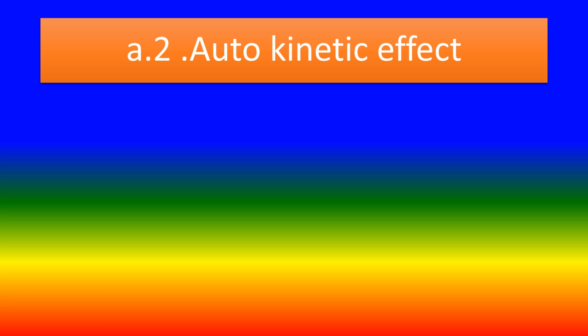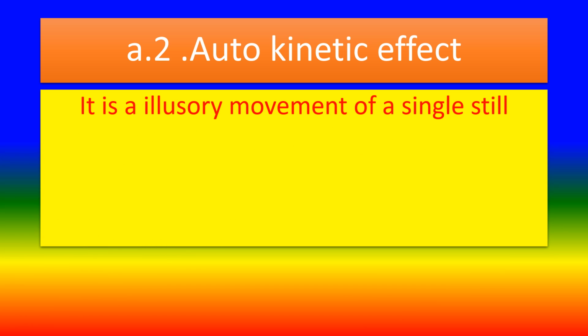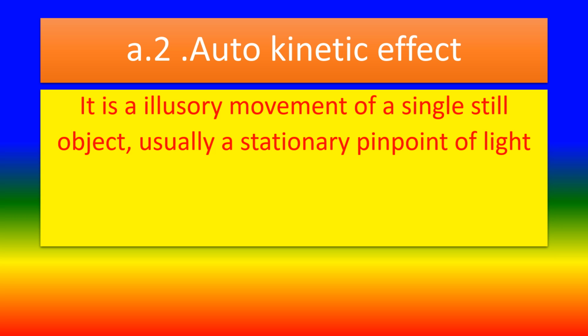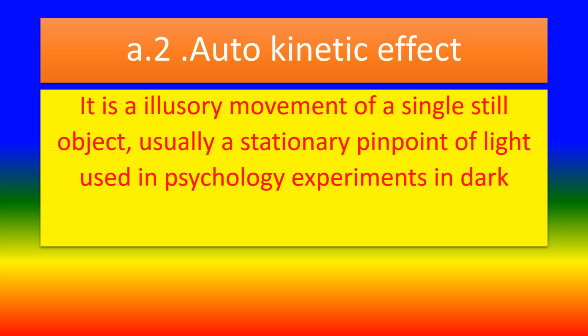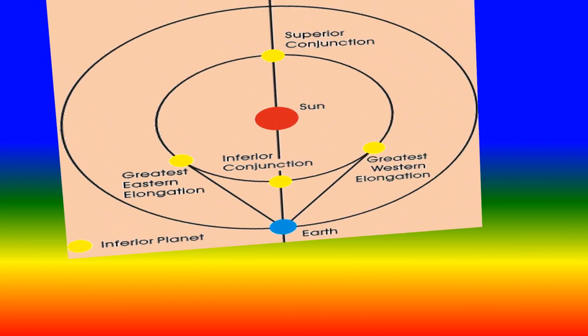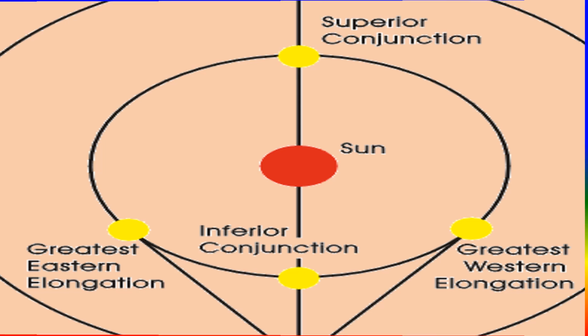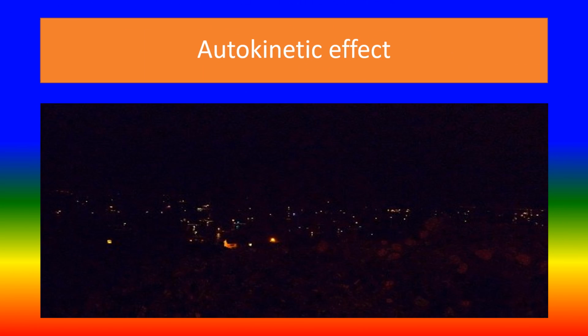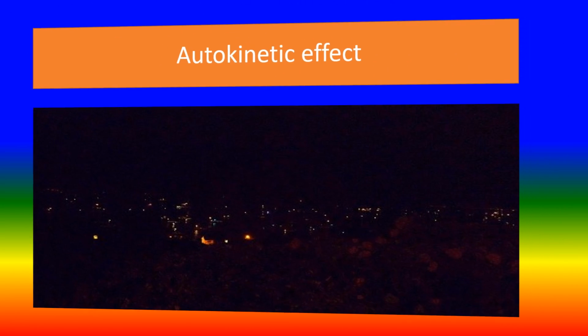A2, autokinetic effects. It is an illusory movement of a single still object, usually a stationary pinpoint of light, used in psychology experiments in dark rooms. Look at this picture. Autokinetic effects.